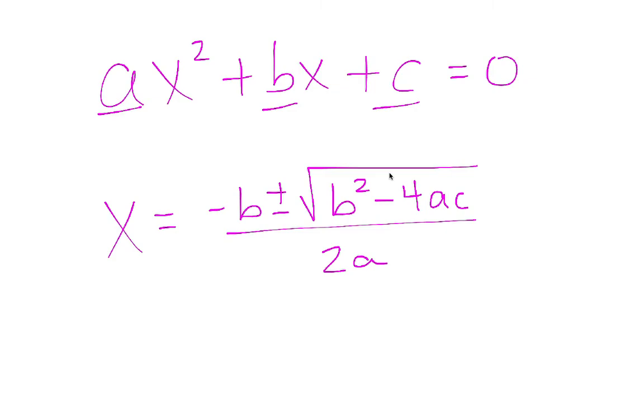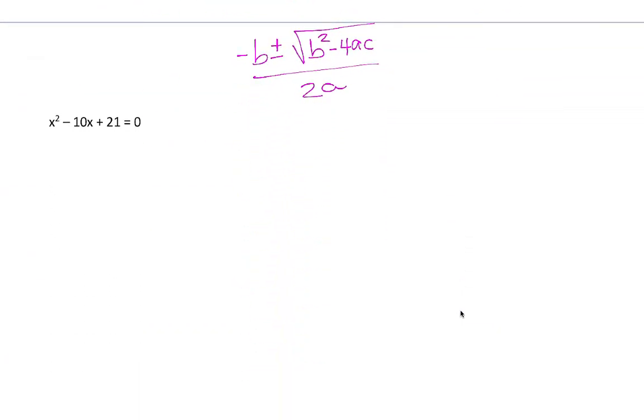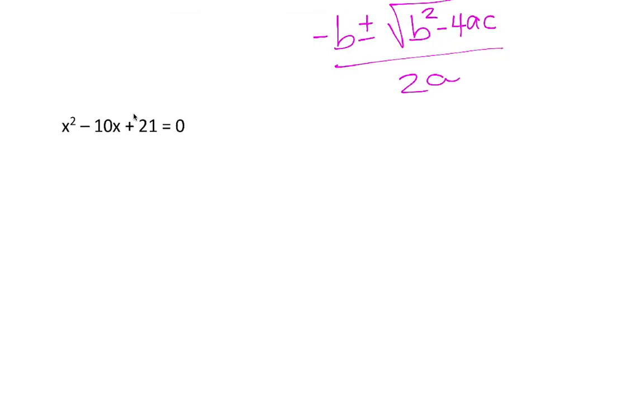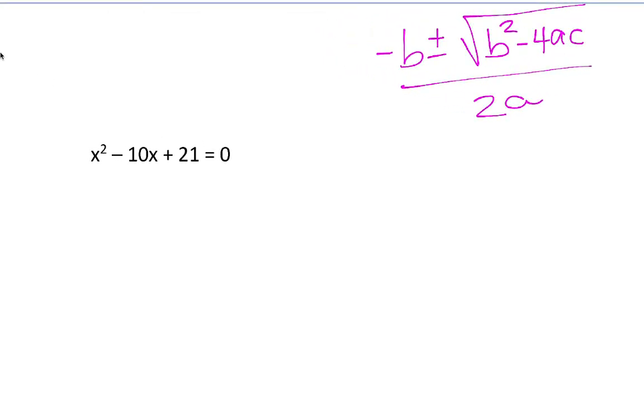The square root of, you take your b value, you square it, subtract 4 times your a value times your c value. All of that over 2 times your a value. Okay, so let's go ahead and jump into some examples so you can see what that looks like. So the first thing we want to do is make sure that our equation is set equal to 0, which it is. Perfect. All right, now that it's set equal to 0, I can identify my a, my b, and my c value.